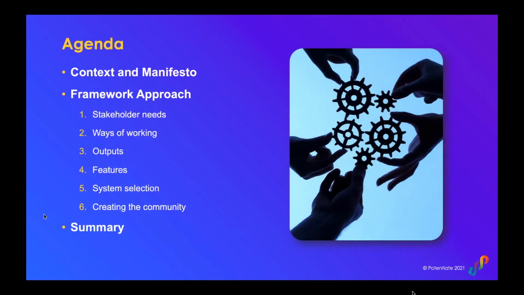So I'm going to start with a few contextual items and link it back to the manifesto for insight communities, which we published a little while ago. And then I'm going to dive into the framework, and the framework has 6 steps. I'm going to go through 5 of these steps, and then you're going to hear from my colleague who's going to take you through how we bring that alive by creating the community.